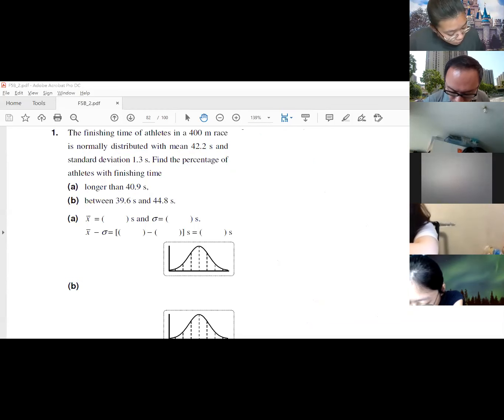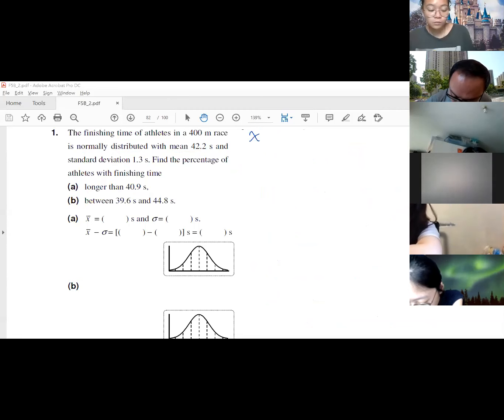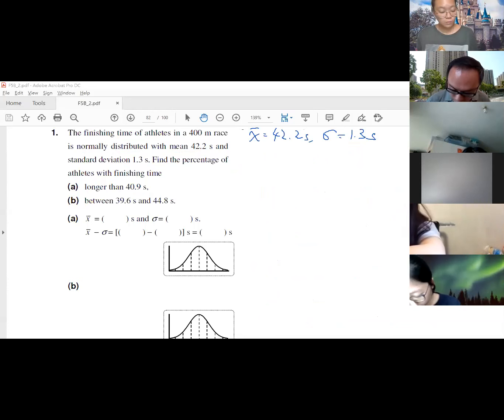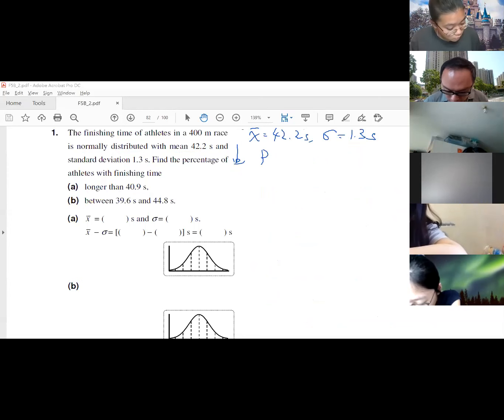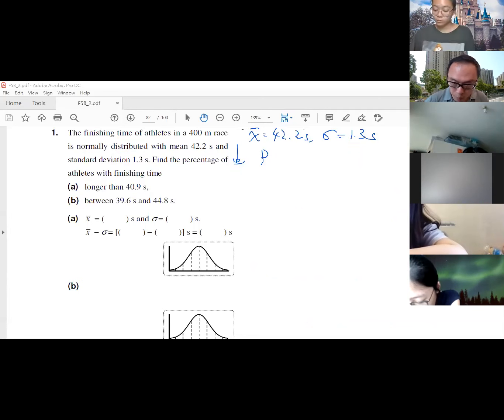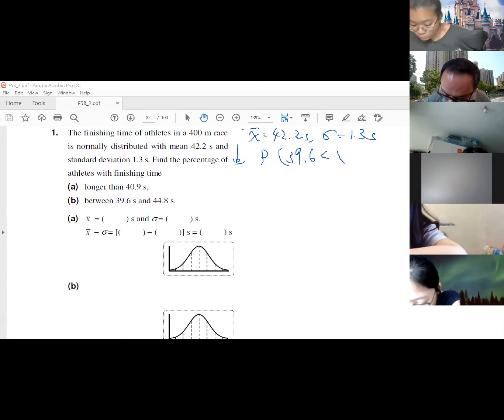OK, part B. So we are still using the same situation, which means that x bar is still equal to 42.2 seconds. And sigma is still equal to 1.3 seconds. Okay, and then in part B, this time I want to find the percentage of finishing time between 39.6 and 44.8. So this time we have an upper limit and a lower limit, which means we write it like this: 39.6 less than x less than 44.8.